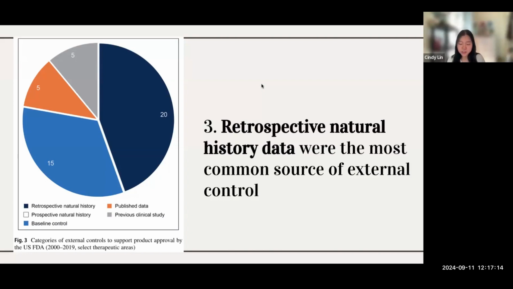So while this prospective natural history study may be ideal, this approach is often impractical and hard to implement, and that will lead to significant delays in the availability of life-saving therapies and could ultimately just stifle the development of products for rare diseases, which the FDA advises against in the second guidance that I mentioned earlier.